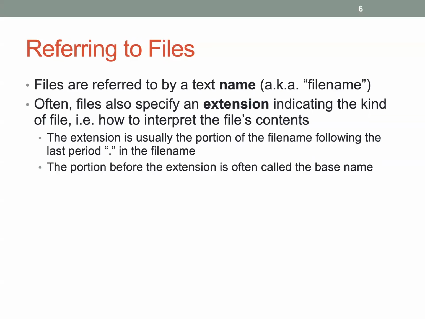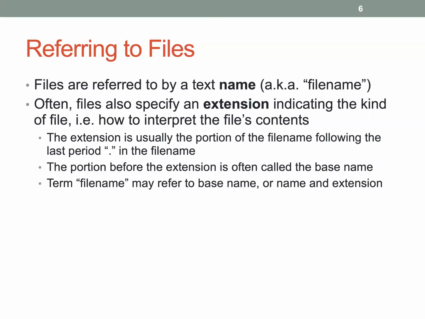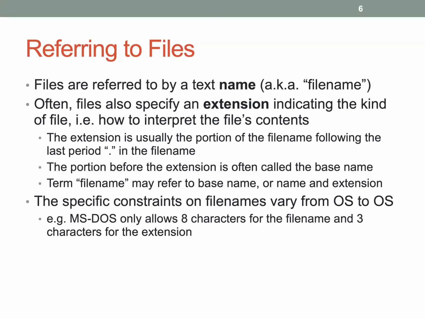Okay, the portion before the extension is often called the base name, and there are actually utilities on Linux and Unix, dirname, basename, and so forth, that will allow you to pull out the different parts of a file name. And so, yeah, the term file name may refer to either just the base name or the base name and the extension. It really depends on the context, unfortunately. And then, of course, you also have path, which may include just the file name, or it may include the file name plus any directories to reference the file from different places in the file system.